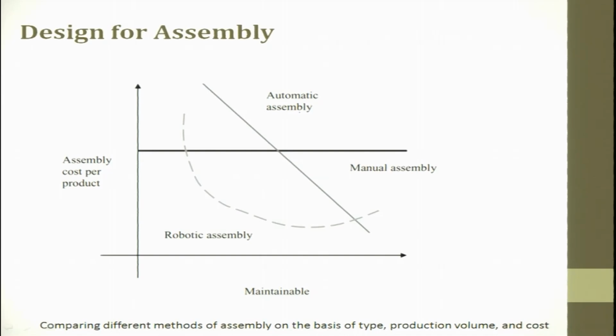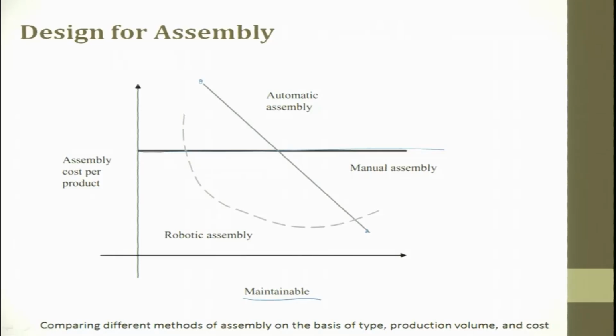So, when you try to plot assembly cost per product versus maintainability, you can see that this is manual assembly, which is a straight line. For automatic assembly, the assembly cost per product initially will be very high, and slowly after a period of time it goes very low. So, maintainability, or you can put it as time.